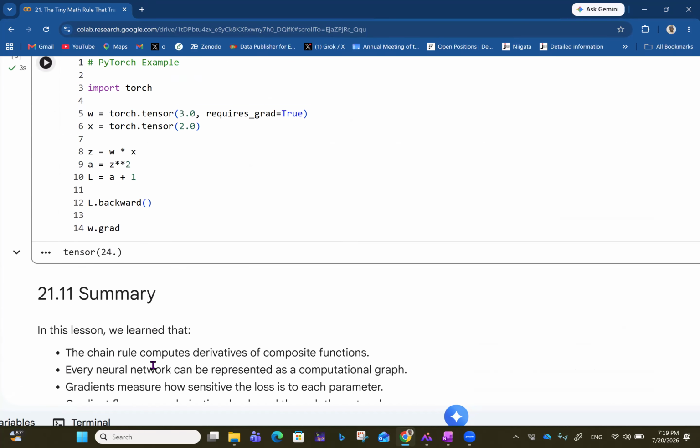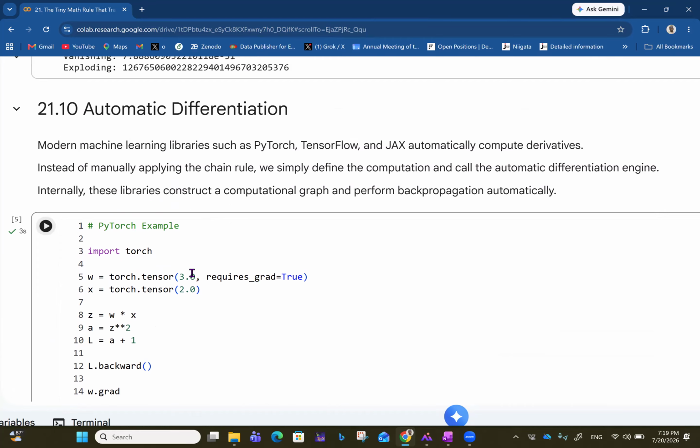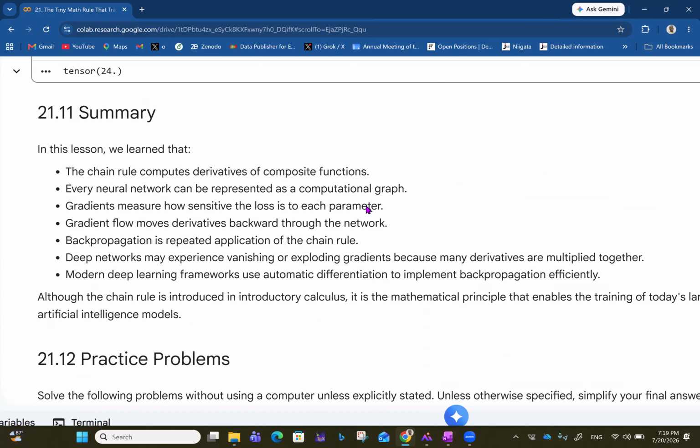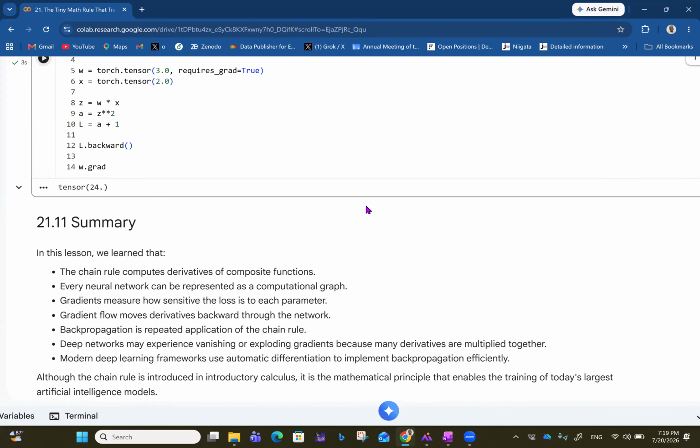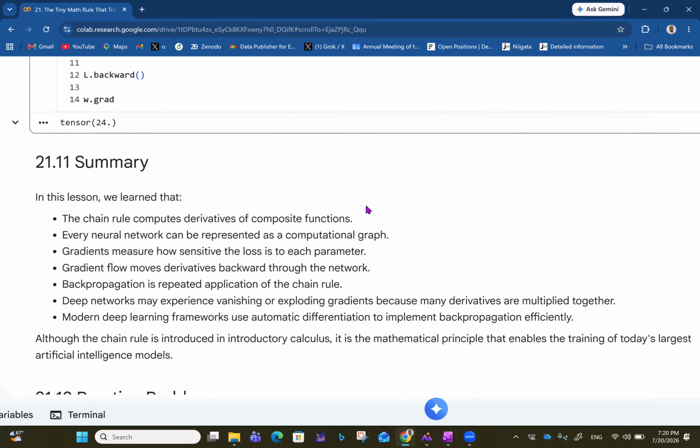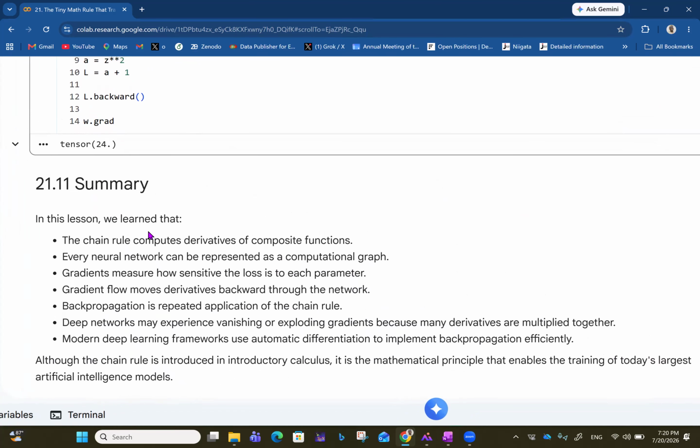Okay. So it means that the backpropagation does not have to be as difficult as it would normally be because of libraries like PyTorch and TensorFlow. So in summary, in this lesson we learned that the chain rule computes derivatives of composite functions. Every neural network can be represented as a computational graph. Gradients measure how sensitive the loss is to each parameter, and then gradient flow moves derivatives backward through the network.